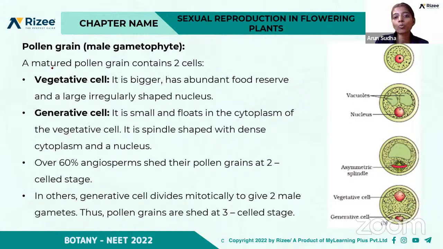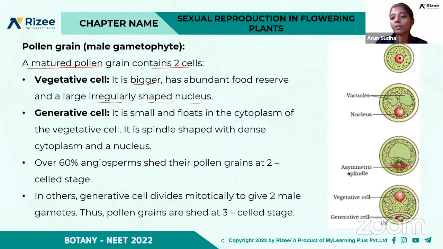If you see the structure of a mature pollen grain, it consists of 2 cells. One is called a vegetative cell, the other is called a generative cell. The vegetative cell is generally bigger and has abundant food resources. So it helps in the storage of food material and has an irregularly shaped nucleus. So that is a vegetative cell.